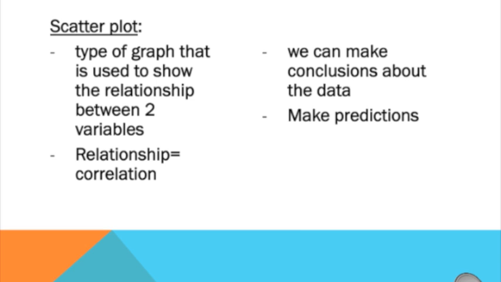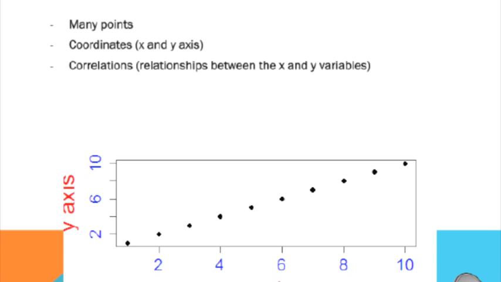Next up, we are going to look at the characteristics of scatter plots and how we can identify a scatter plot. So here we see that scatter plots have many points. They also have different coordinates. So there's 2 coordinates that we need to know, the x and y axes. The x-axis is known as the independent variable, meaning that no matter what, it does not change. The y-axis is the dependent variable, meaning that it does change.